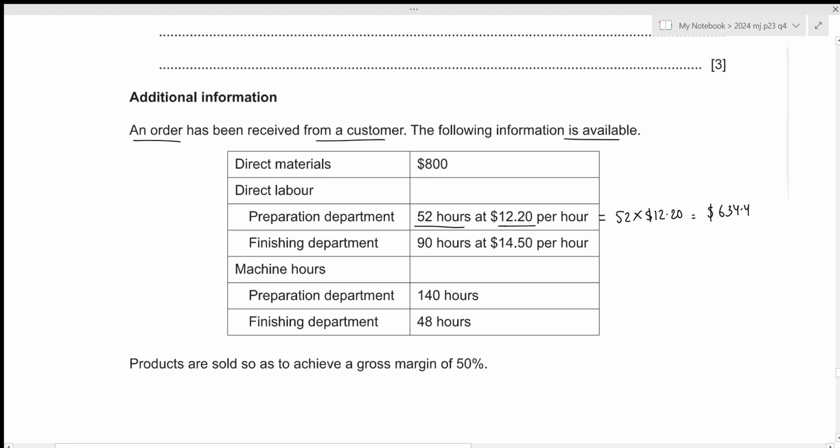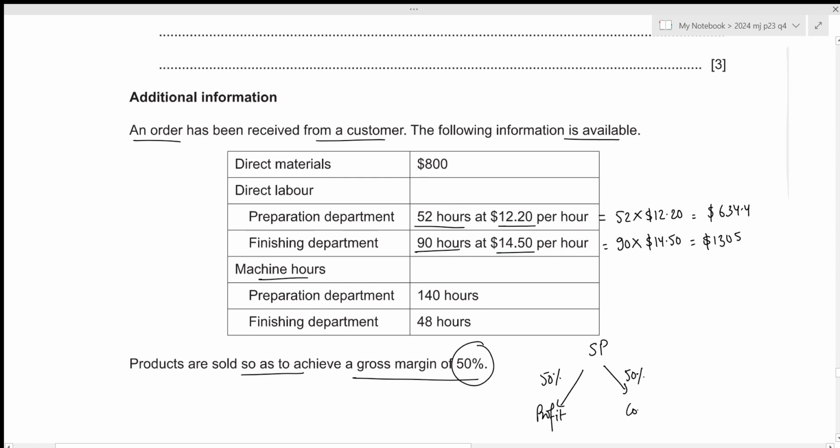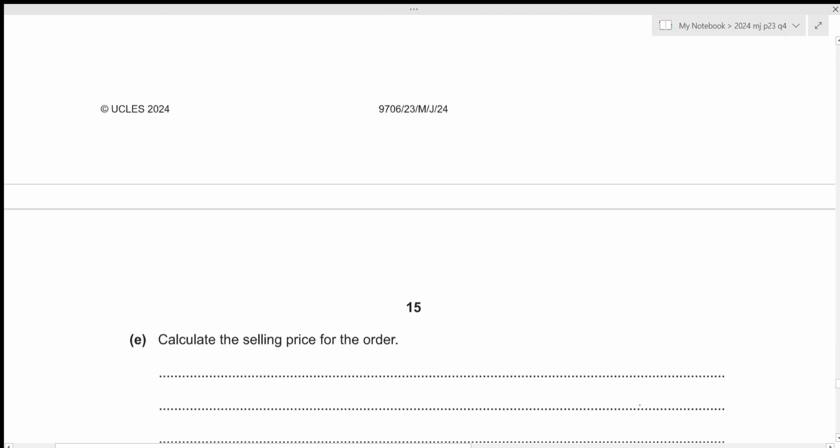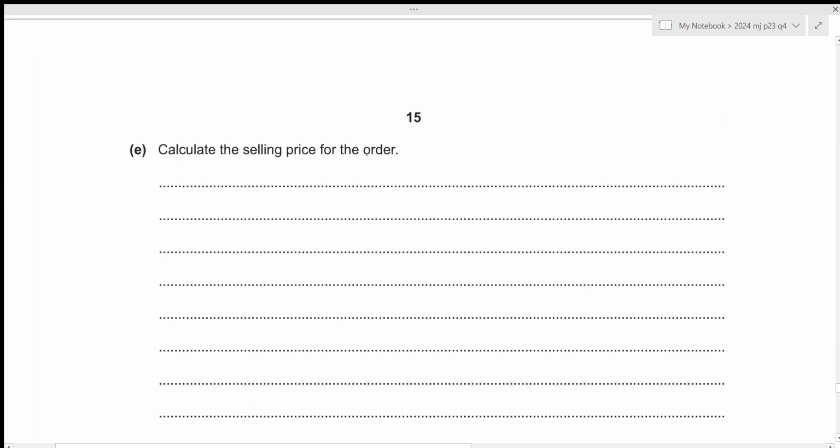We repeat the same process for finishing department, 90 hours at 14.5. So that will be 90 times 14.5, which results in 1,305. Then we have been given the machine hours for both the departments. We are also told products are sold so as to achieve a gross margin of 50%. So gross margin of 50% just means that from the selling price, 50% will be our profit and 50% will be our cost. Okay. Now we need to calculate the selling price for this order.